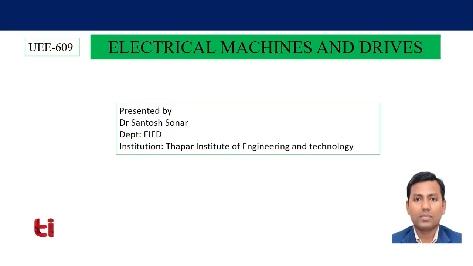Hello everyone. Last class we discussed the concept of energy and coenergy in an electromechanical system. We have seen that in a nonlinear system, coenergy is greater than energy. At the same time, we have seen that if the air gap length is reduced, then the magnetic characteristic becomes nonlinear. Today I will discuss the concept of coenergy.